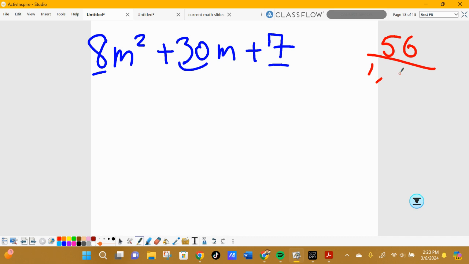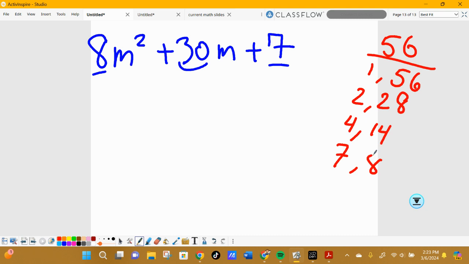I'm just going to give you all the factors. So 1 and 56, 2 and 28. 3 doesn't do it, 4 and 14. 5 doesn't, 6 doesn't, 7 doesn't, 8 doesn't. Well, 7 and 8, obviously, because that's what we started with. So these are all the factors of 56. We need to find the factors that add up to 30, which here we are.